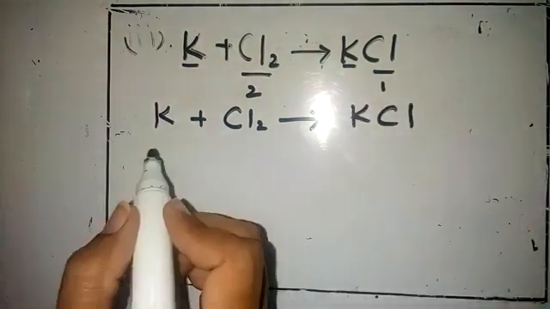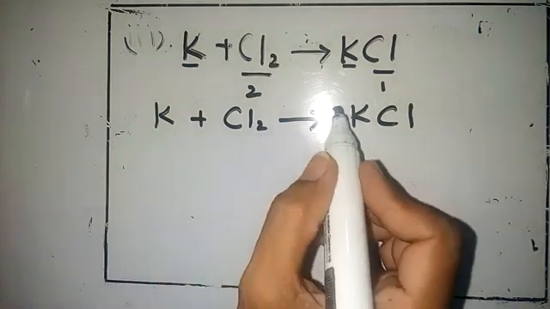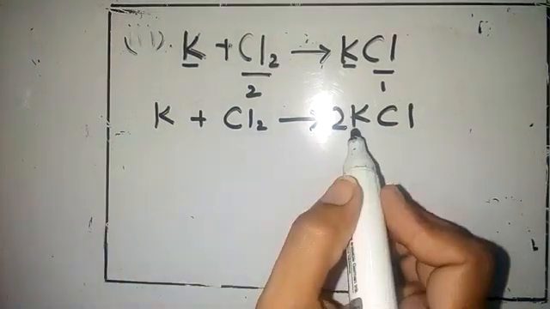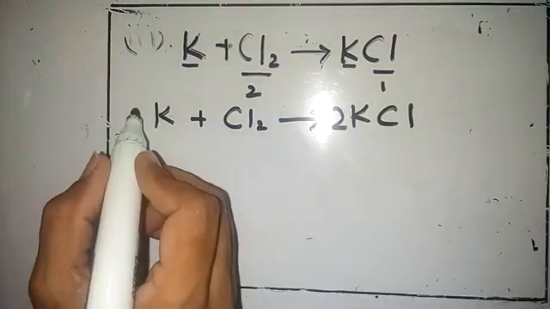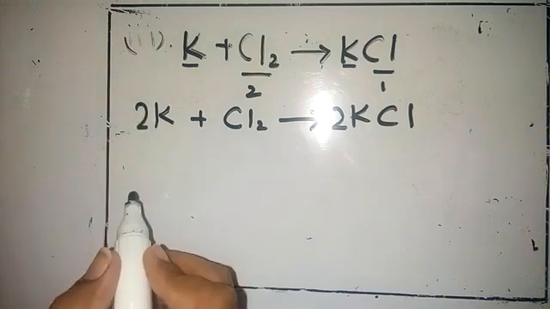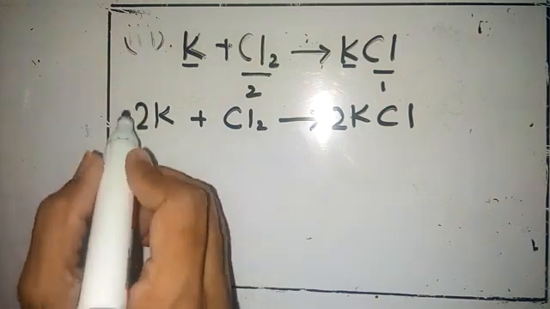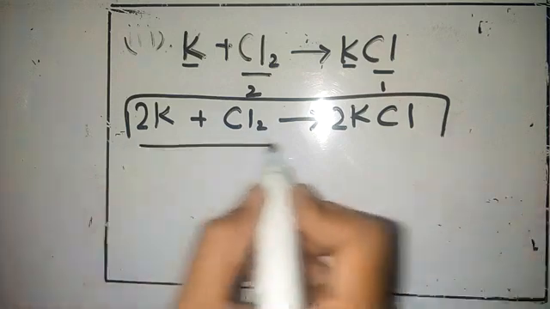So students, you will put the 2 here. It will make potassium and chlorine balanced, and also you will balance the potassium here. So now this is the balanced chemical equation.